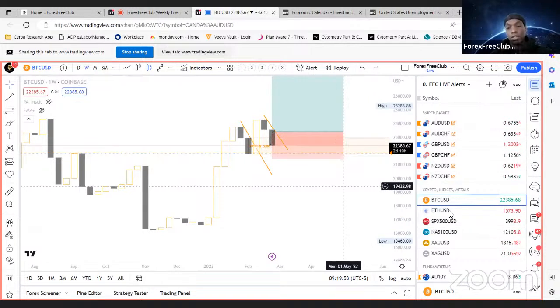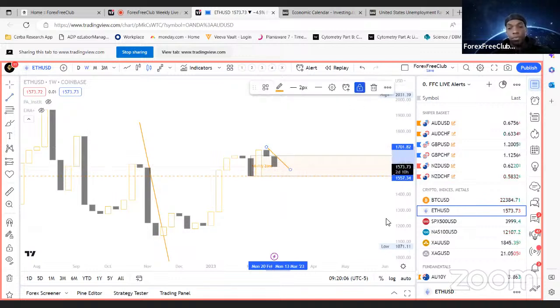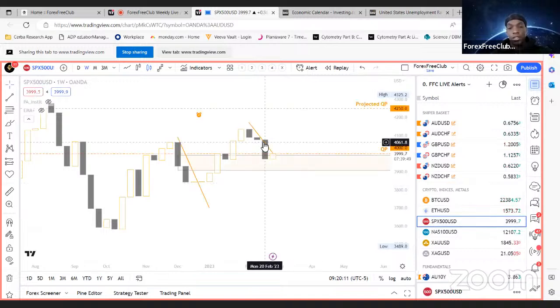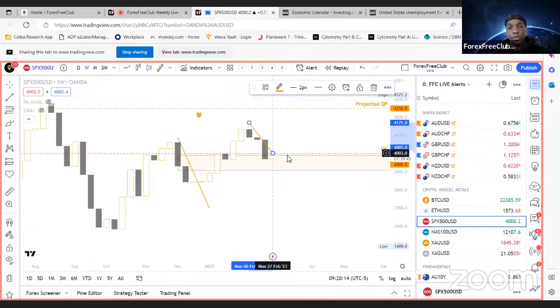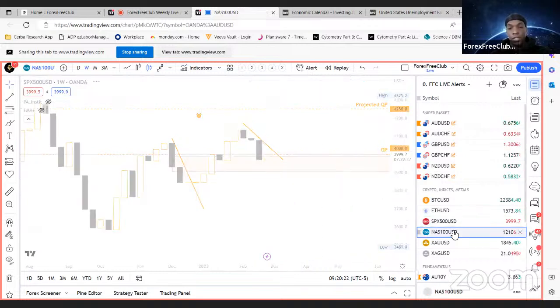All right, so Ethereum is pretty much the same setup as Bitcoin. Let me drop my trend lines in. So we're just waiting to see if those will break. SPX. I'm already in SPX for the buy off the quarter. So we'll take a look and see how that moves.